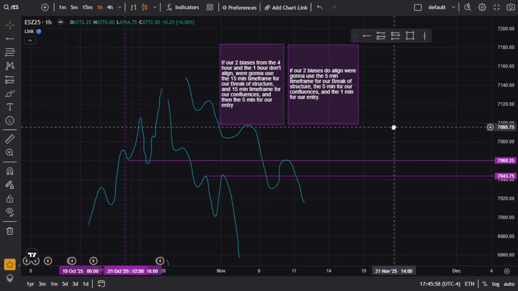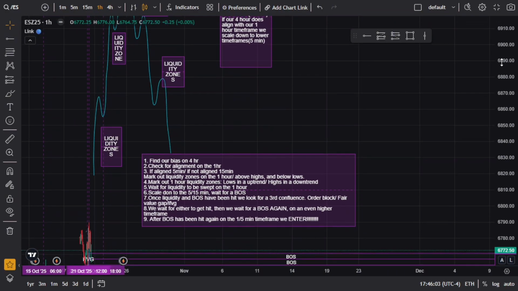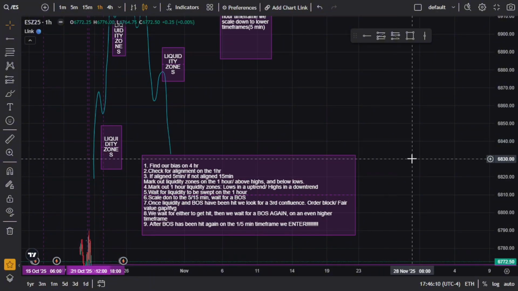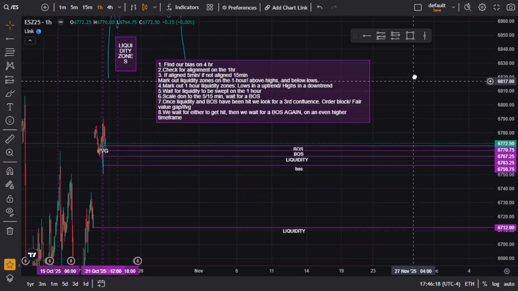But yes, what were we talking about? What step were we on? Right. We wait for our breaker structure on the 15 or 5 minute time frame. After that happens, we're going to mark out our third confluence, whether that's an order block, fair value gap, or inverse fair value gap. If you don't understand what that is, go look it up.